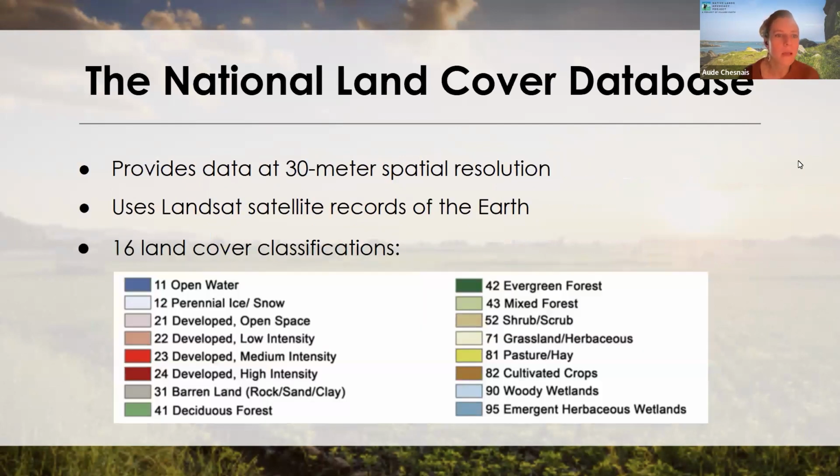Next slide, please. So it provides data at a 30 meter spatial resolution. For those of you who are familiar with GIS specifics, it uses Landsat satellite records of the Earth and divides it into 16 land cover classifications. As Emma was saying, there are several categories for developed land. There's also water data, open water, perennial ice and snow, and then a series of different classifications for forest: deciduous forest, evergreen, mixed forest, shrub, grassland, pasture, hay, cultivated crops, woody wetlands, and emergent herbaceous wetlands.